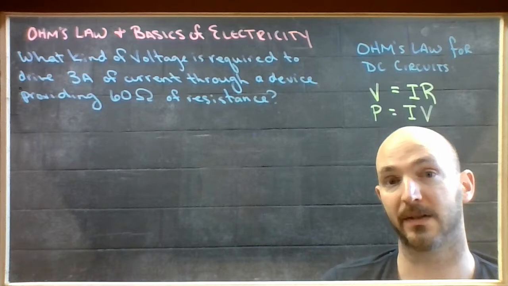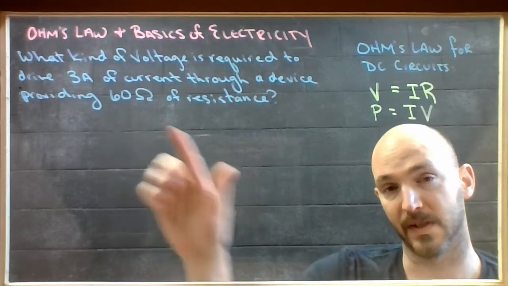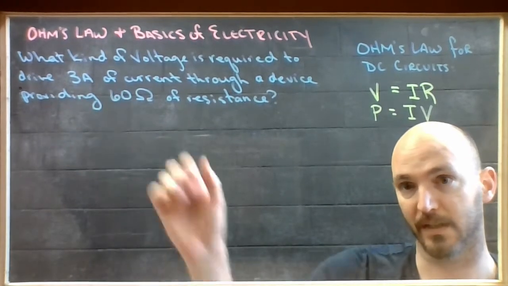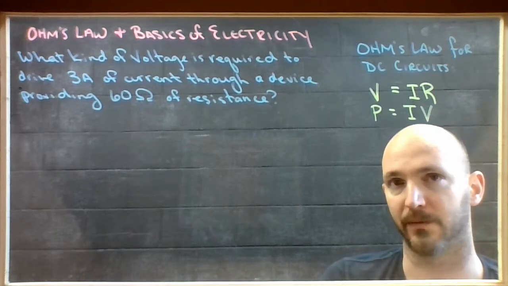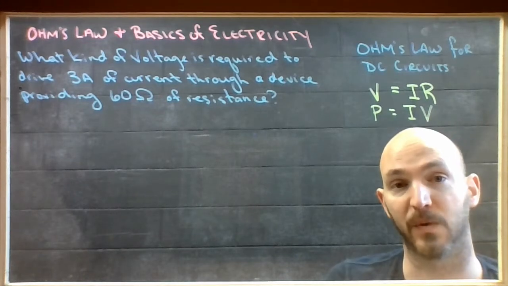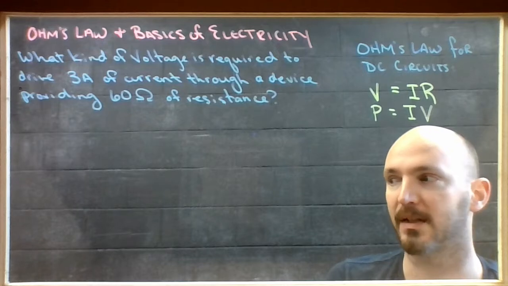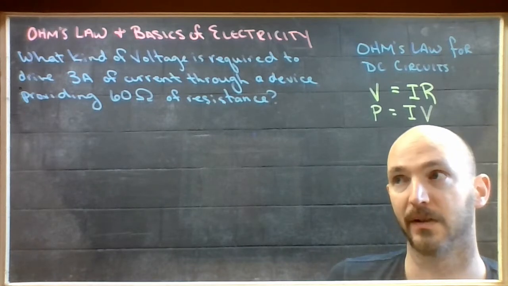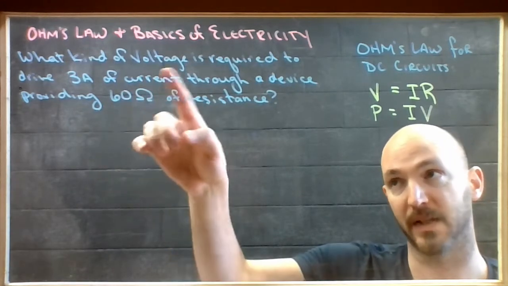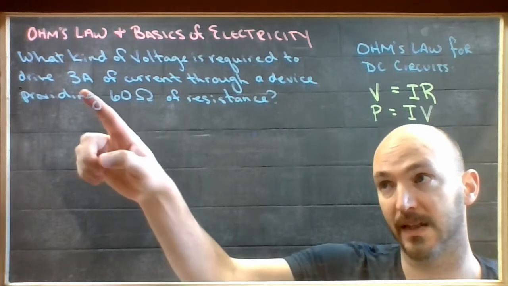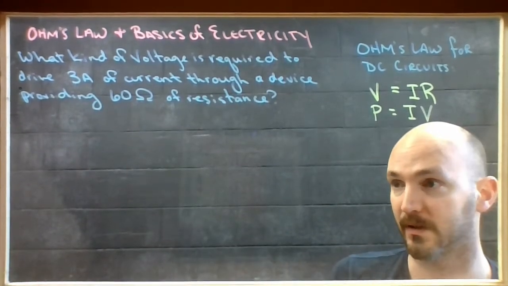So if you had a device that offered 60 ohms of resistance and you were trying to drive 3 amps of current through it for whatever reason, how much voltage would you have to apply? So what type of power source would be required? Like what process would be necessary in order to make this much current go through that much resistance?